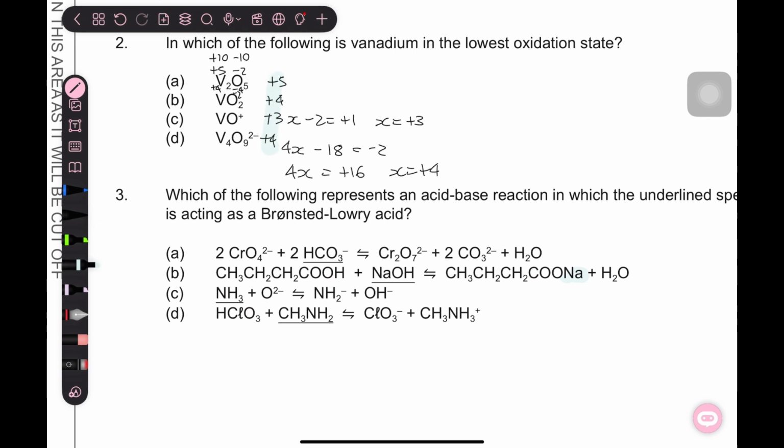So we know that the oxidation state will be +4 for those. So here are the oxidation states. Now we're going to choose the lowest one outlined in the question, so we know the answer is going to be C.